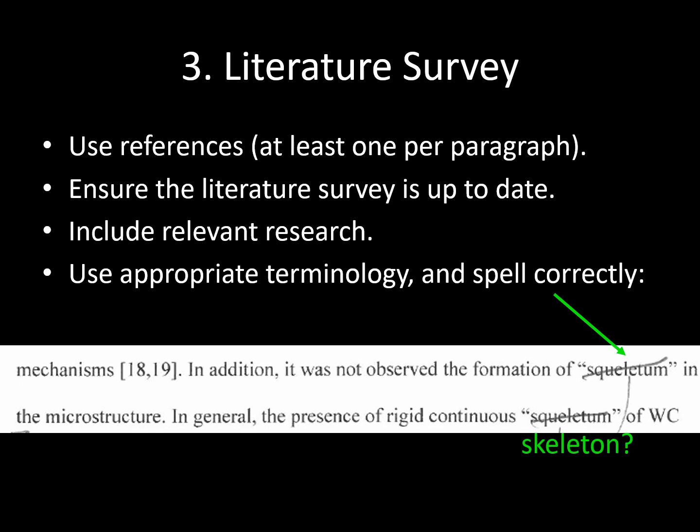Your literature survey. In a paper, this might be in the introduction, but in a thesis or dissertation or report, it's likely to be separate. So it's a literature survey, so use references, at least one per paragraph. Ensure that the literature survey is up to date. That's one of the worst sins that you can do. Include relevant research. Use appropriate terminology. Remember, it's got to be clear and spell correctly. This was from a paper that I was reviewing, and I couldn't work out what a squeletum was. And I sort of mulled this.